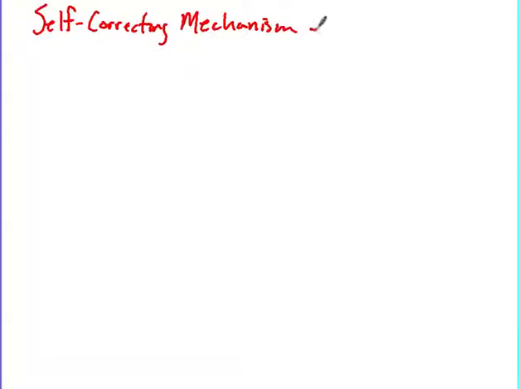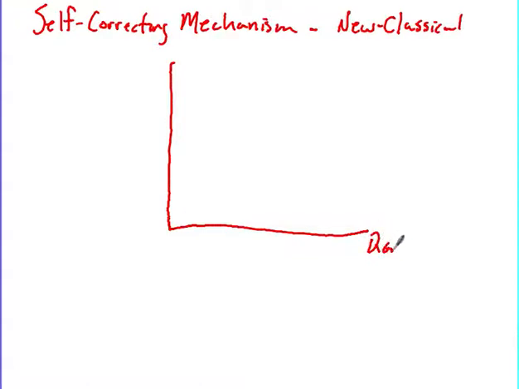Alrighty, so welcome back. Today we're going to be looking at what they call the self-correcting mechanism of the economy. This is for macroeconomics, and this is looking at a new classical approach. Alright, and so what we're going to do, let me just show you. Just in general what we're going to be looking at.